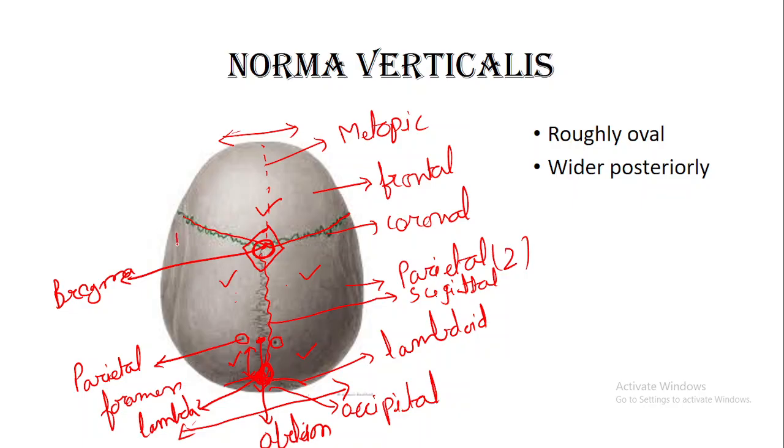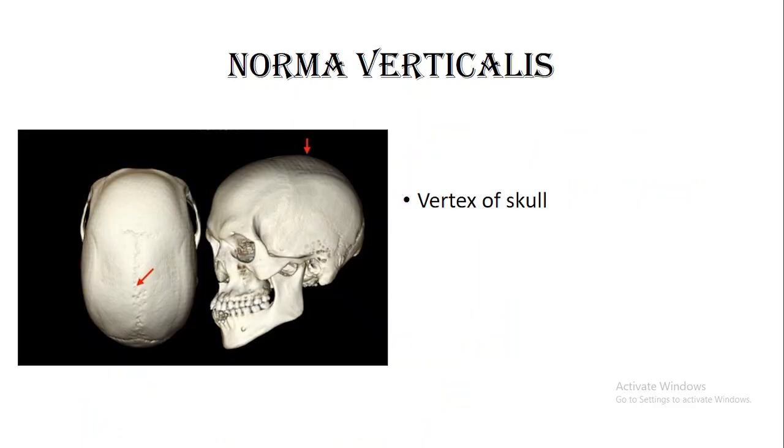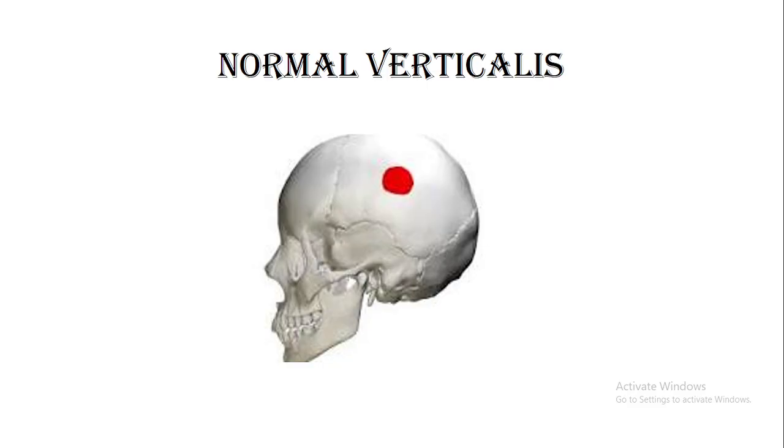A few more things. We can see here that there are two lines seen on both sides of the norma verticalis. These lines are called temporal lines. We will be discussing these temporal lines in upcoming slides. Now, one more thing: the highest point in the course of the sagittal suture is called the vertex of the skull, which we can see in this view also, and in norma verticalis also we can see the highest point in the course of the sagittal suture, that is called the vertex of the skull.